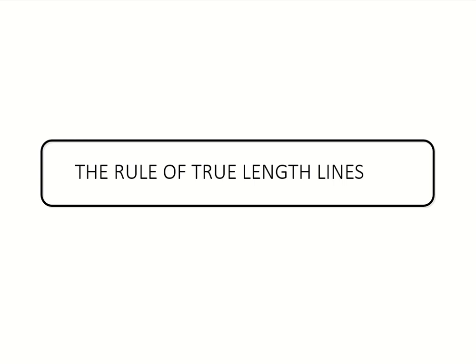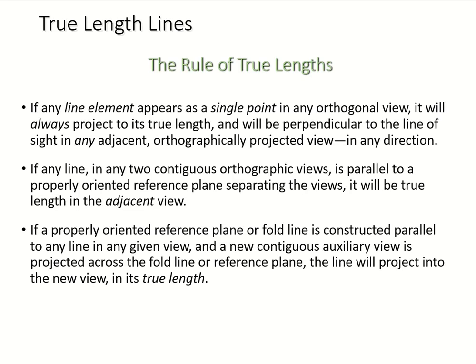Alright, then we'll get into the true length lines. So we'll take a look at this rule of these lines. So you have orthographic projection, orthogonal view. So if you have a line, we take it as a single point. A line is a point.